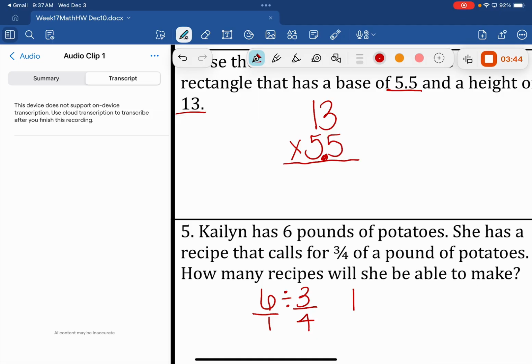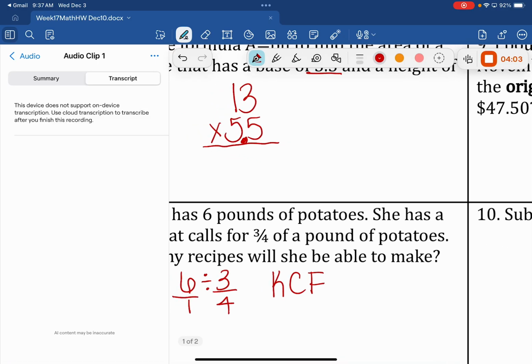And then you would have to do keep, change, flip. Now, when it asks you how many recipes you can make, I don't want what's left over. Like if it ends up that you can make 18 and 4/5, well, we're not going to make 4/5 of a recipe. I just want the 18. If you leave it on there, I'm not going to count it wrong, but just letting you know.